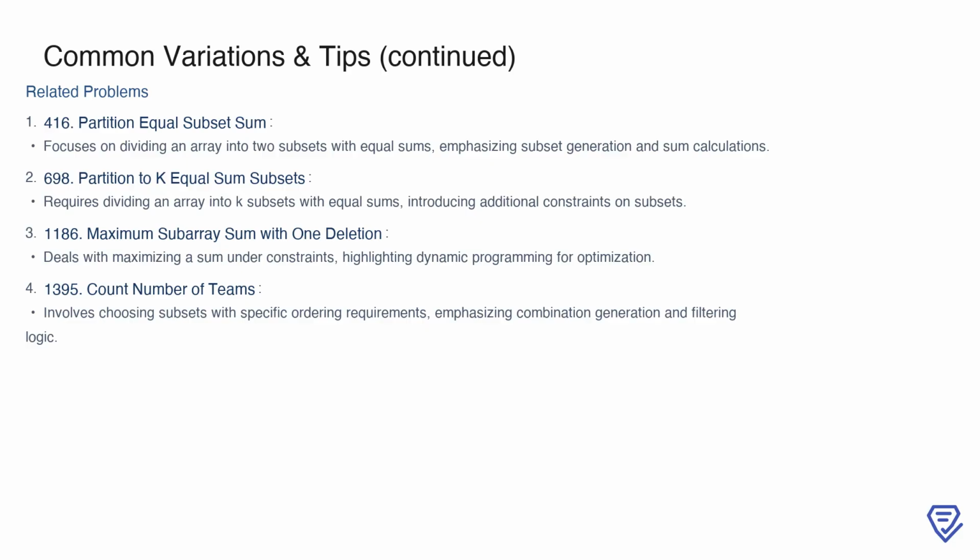Another example is problem 1186, Maximum Subarray Sum with One Deletion, which emphasizes maximizing a sum under specific constraints and highlights the importance of dynamic programming for optimization. Lastly, problem 1395, Count Number of Teams, involves choosing subsets with ordering requirements, underlining the need for combination generation and filtering logic. Exploring these problems can deepen your understanding of subset and sum-based challenges.